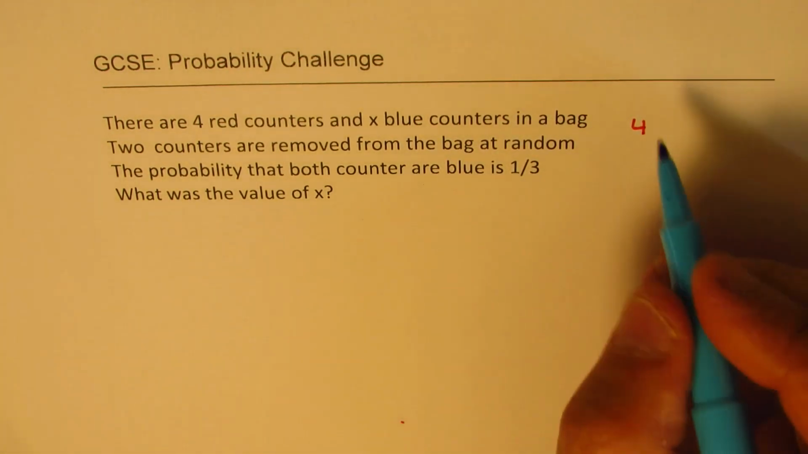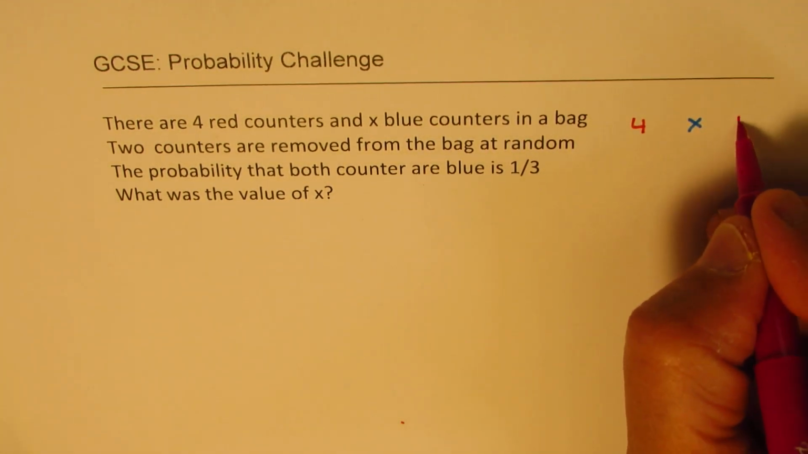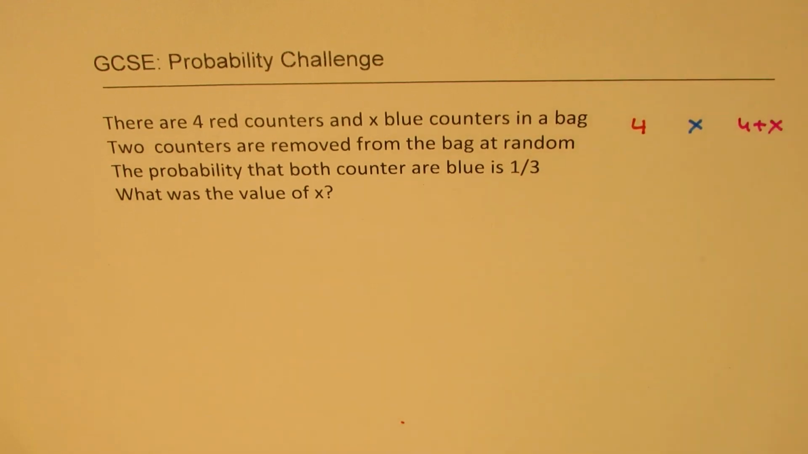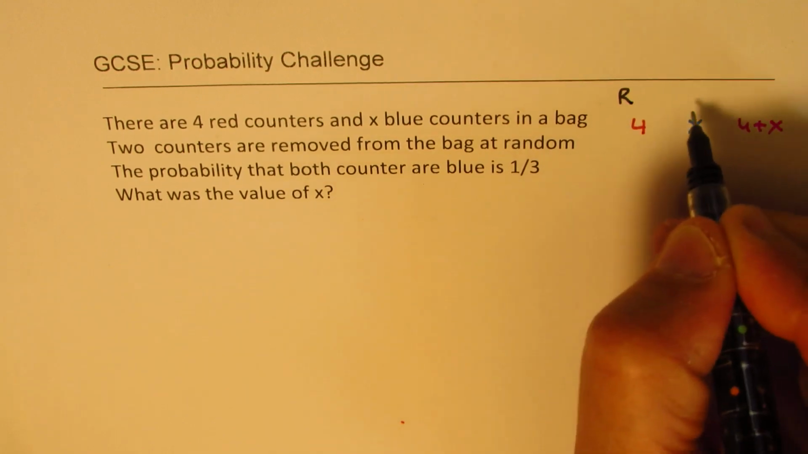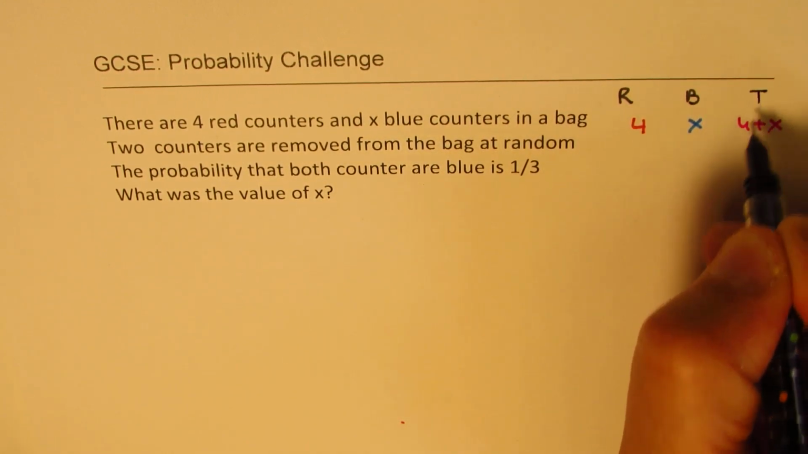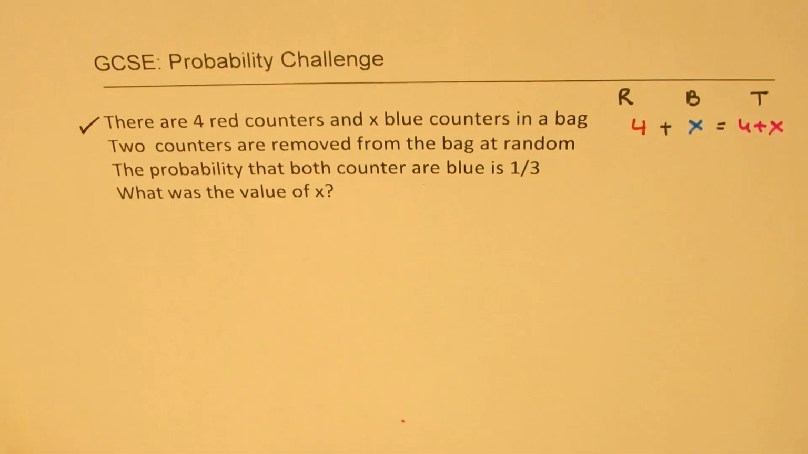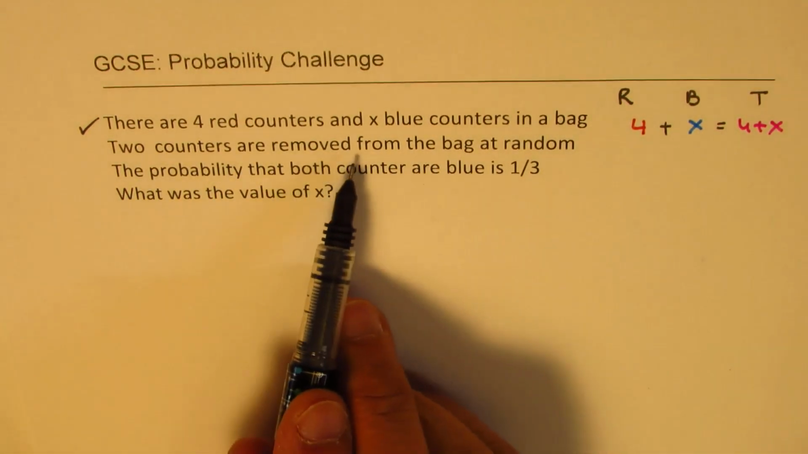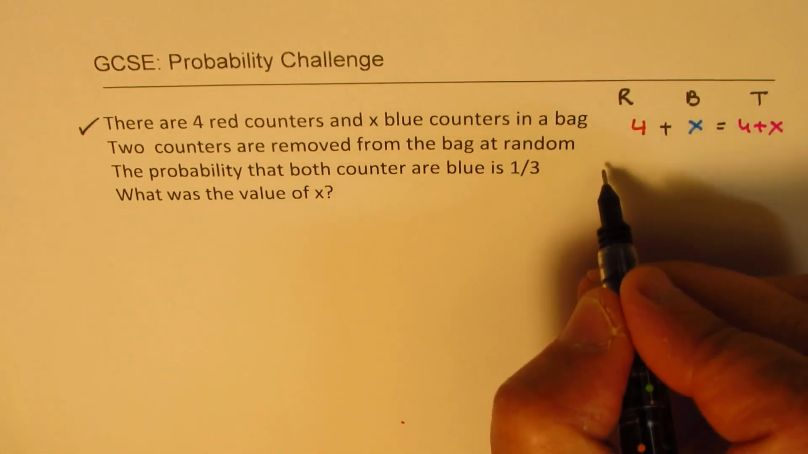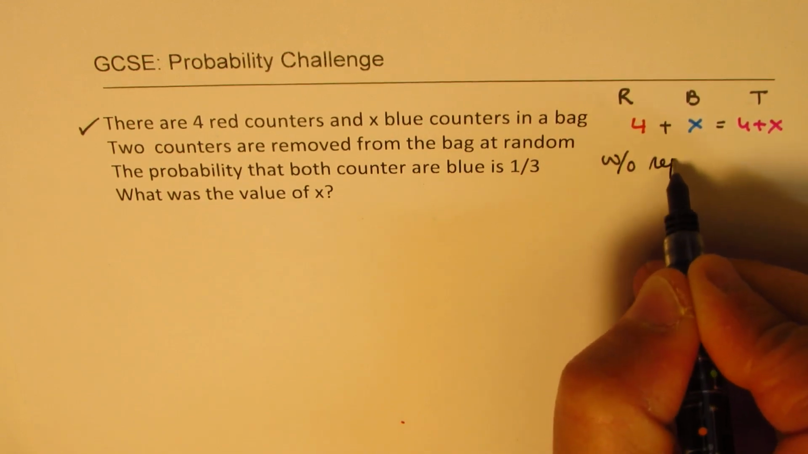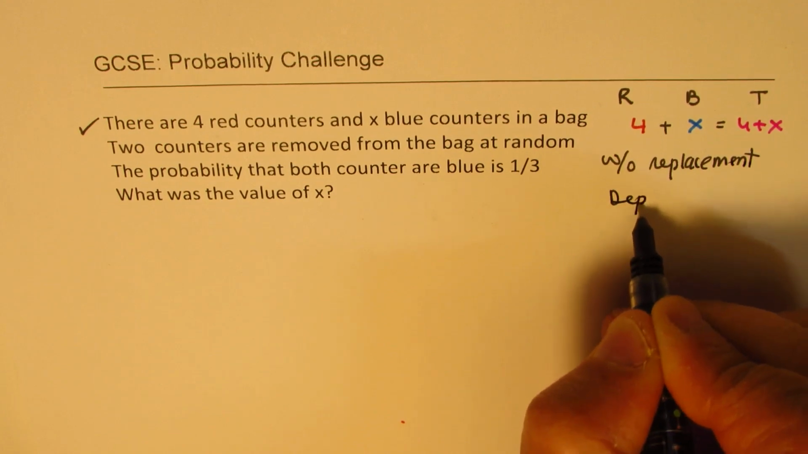So this is exactly what we did earlier. So I'm going to write down the steps here without much explaining to you, but I think you should get it, right? So what we have here is we have red 4, we have blue X, and we have total, which is the combination of these two, correct? So we've done the first statement. 2 counters are removed from the bag at random, so one after the other, right? So this is the case of without replacement. So it is dependent.